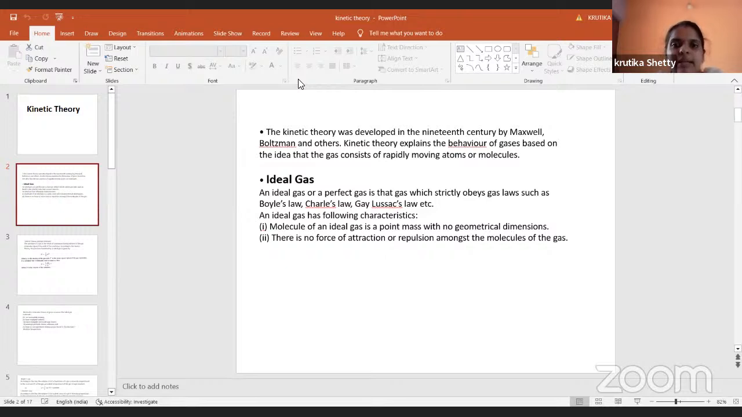Then in case of kinetic theory of gases, here we are dealing with gases, gas properties, gas laws. We are looking at how a gas behaves under different conditions.